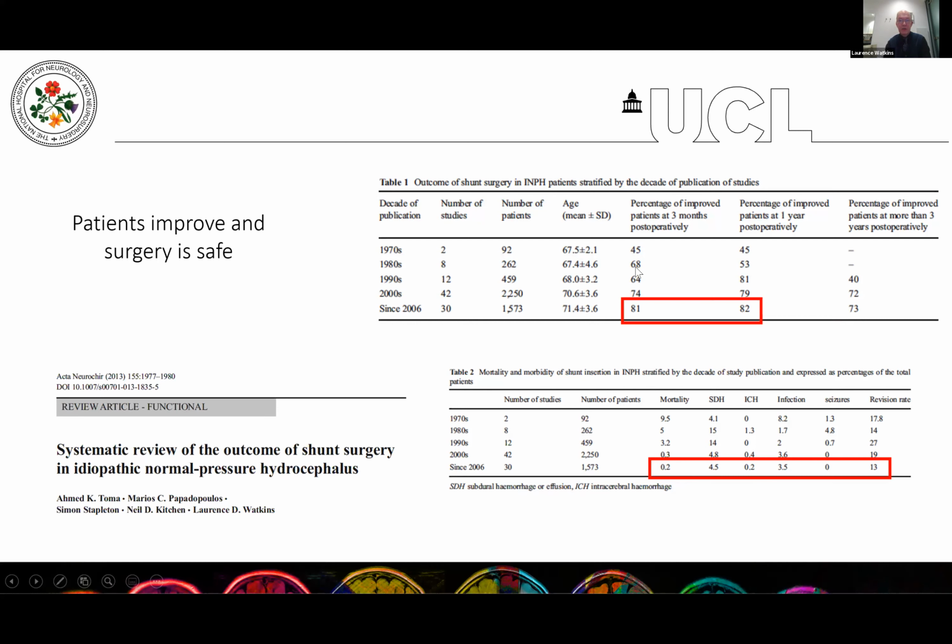And of patients who do well of having a shunt, again, in the early 70s, it was not really a very good response rate, less than 50%. Now, about 80% of patients are said to improve. So things are improving and have improved. So if you read old papers, you get a completely different impression than if you read recent papers.